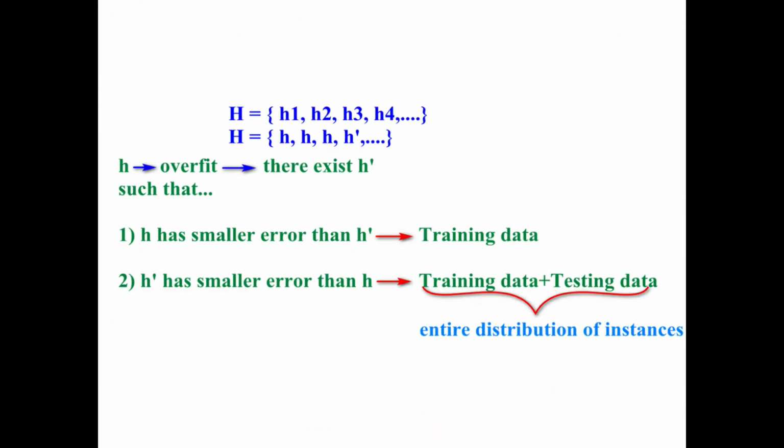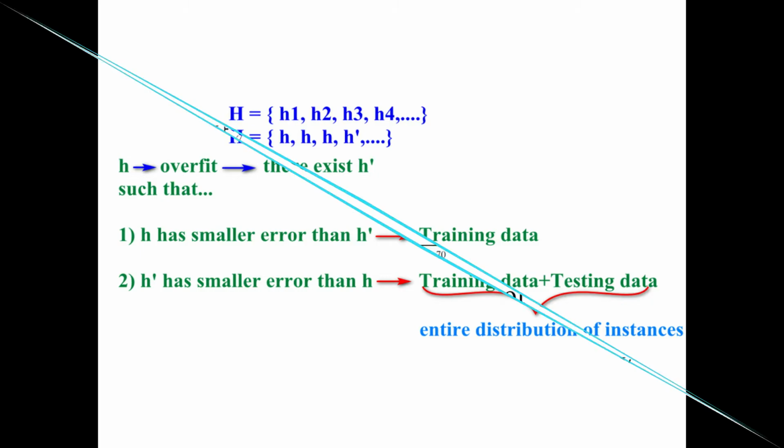We know that the hypothesis space consists of all the hypotheses. Let us consider these as H1, H2, H3, which are all H, and there exists one more, h'. Now, according to the overfit definition, h will overfit when there exists h' in the same hypothesis space such that h has smaller error than h', and this is happening in training data only, whereas h' has smaller error than h in the training data and also the testing data, that is, in the entire distribution of instances. This should not happen. That's why h is called an overfitting hypothesis.